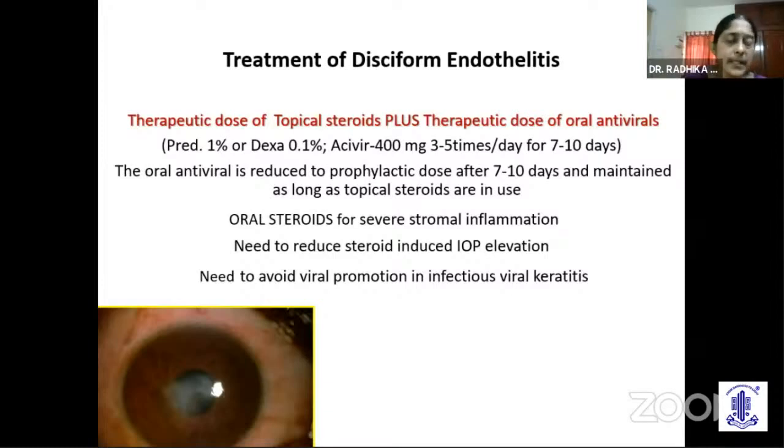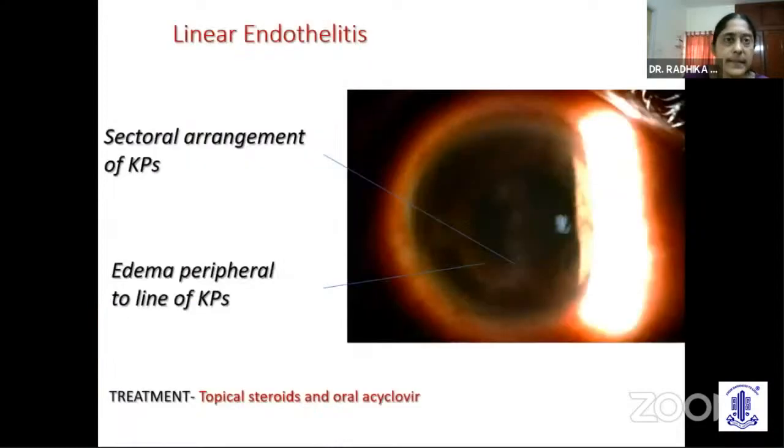So I'm not going to repeat this, because the treatment would be the same for the other two forms of endothelitis as well. You can titrate the doses a little bit based on the severity of the disease. This is the second form of endothelitis, where you see linear arrangement of inflamed endothelial cells as well as inflammatory material in the endothelial layer. It looks like a dendrite, only the difference is it is in the endothelium. And this is the linear form of endothelitis.